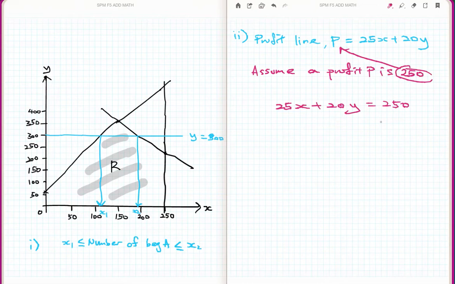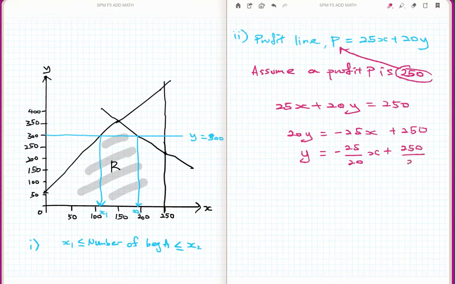In my first part video, you were taught to achieve something called the standard equation or general equation. So next we could do is y would be negative 25 over 20 x plus 250 by 20. So this number is rather too small, because it's divided by 20, then it will be too small.